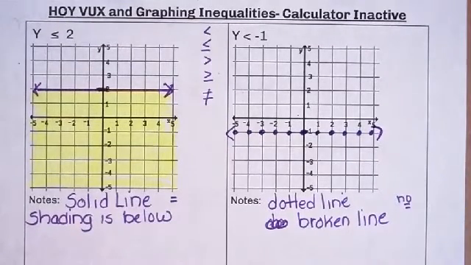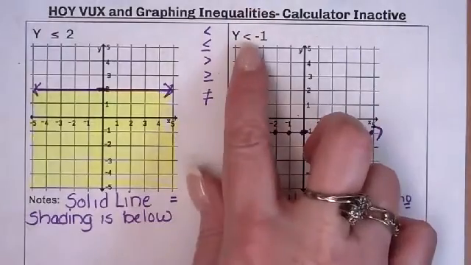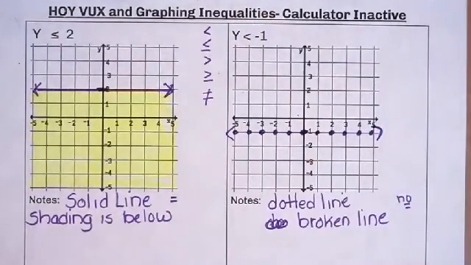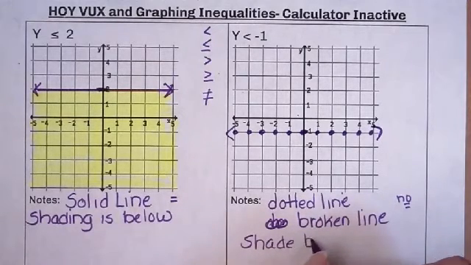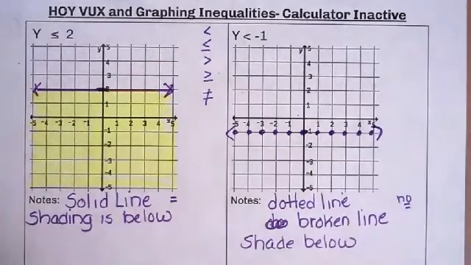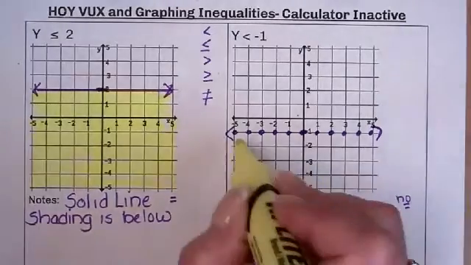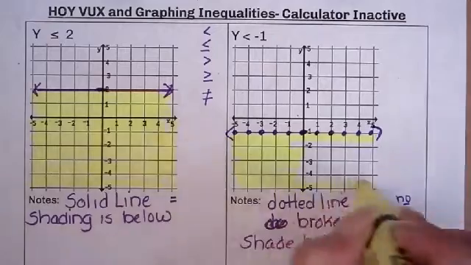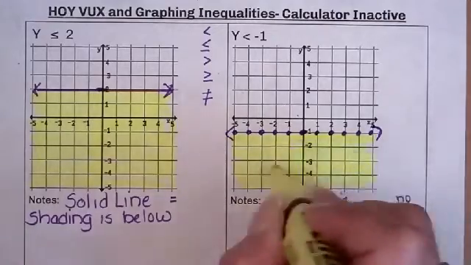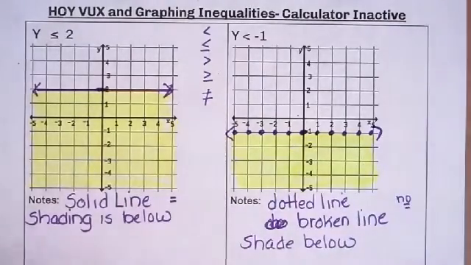Now, what I need to do is the shading, and my inequality again is less than, so I'm still going to be shading below. I'm going to say shade below. Okay, so I'm going to grab my highlighter and I'm going to shade all the graph paper below the line, and I'm done. Now again, guys, pause your video if you need to and copy down anything you need to, and then we'll go to the next two examples.